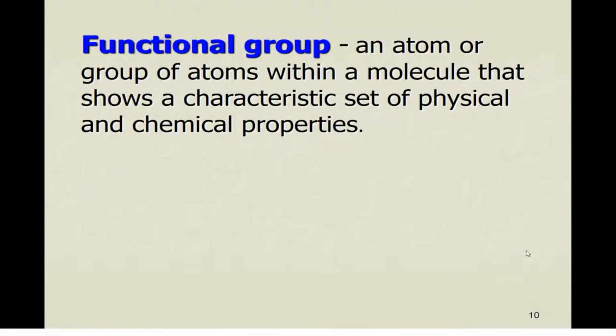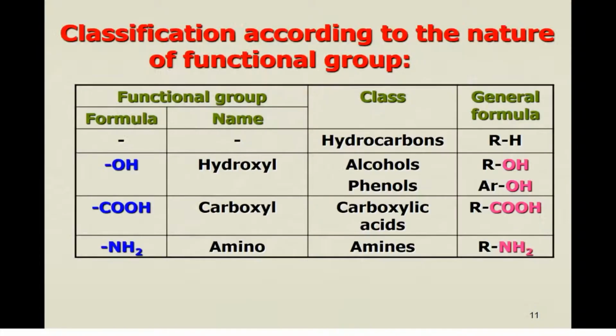Next, classification according to the nature of the functional group. What is a functional group? It's one atom, maybe a halogen or oxygen, or a group of atoms within a molecule that show a characteristic set of physical and chemical properties. According to the nature of the functional group, our organic compounds can be classified into homologous series, that means classes of organic compounds. I will give you some of them as examples, not all, definitely.